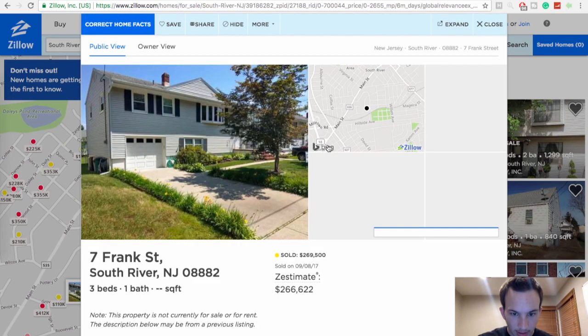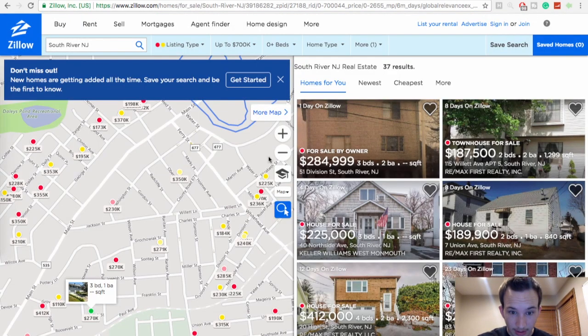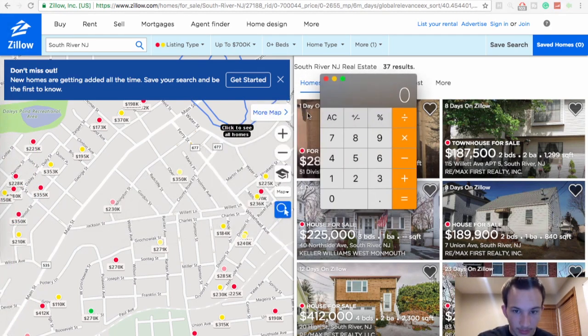So we got 240. We got 270. And we got 270. So $240, $270, plus $270, divided by 3. So, give or take, it's about 260 is the ARV.